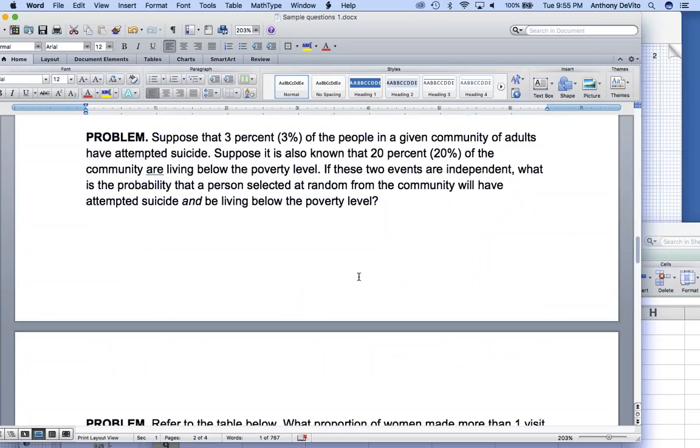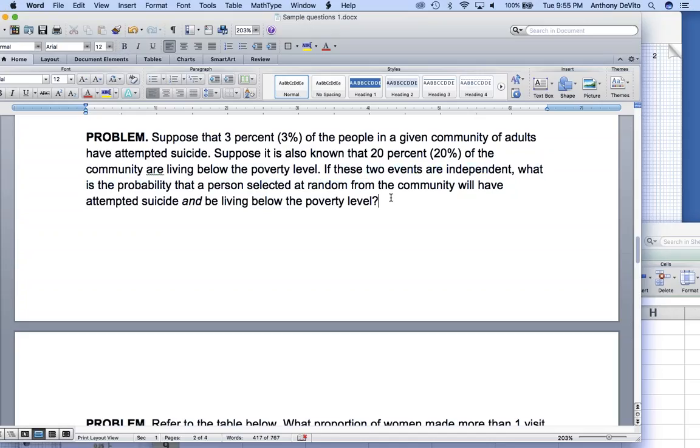Okay, suppose that 3% of the adults in a given community have attempted suicide. Suppose it is known that 20% of the community are living below the poverty level. If these two events are independent, what is the probability that a person selected at random from this community will have attempted suicide and be living below the poverty level?